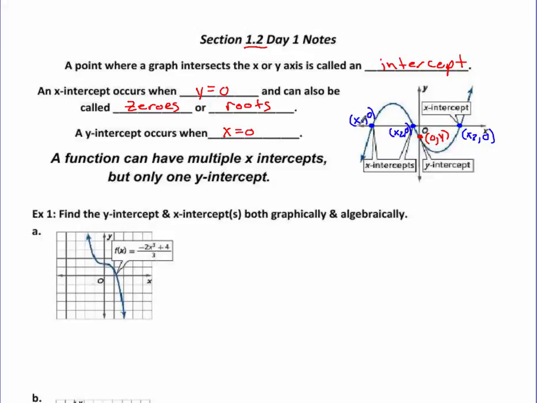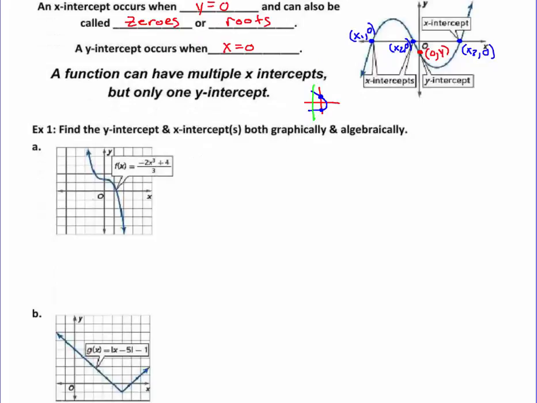And notice for the x's, I had an x1, x2, x3. But for the y's, I just have a y. And that's because a function can have multiple x-intercepts, but it can only have one y-intercept. And hopefully that makes sense to you, that if we had a function that had multiple y-intercepts like this, then it wouldn't be a function because it would fail the vertical line test. So a little connection there for you, hopefully.